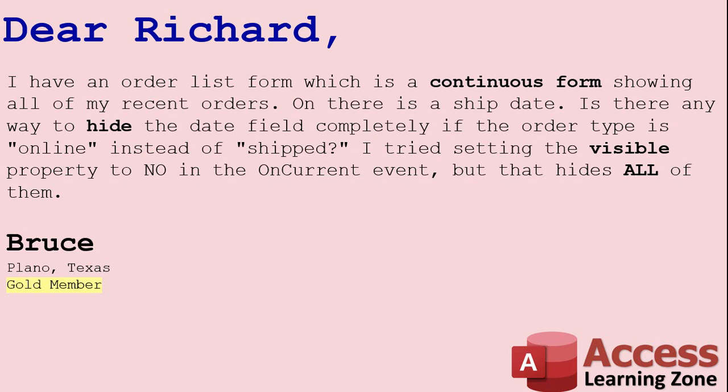Yes, Bruce, unfortunately, if you change properties like the visible property or the background or foreground color using your VB code in a continuous form, it changes all of the controls on that form. So all the form controls that you see are going to go invisible, whether they've got that value or not. So let me show you a technique in this video how to get around that.